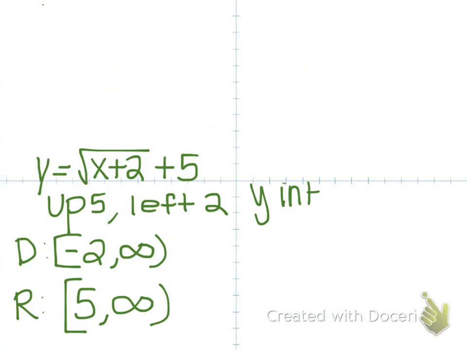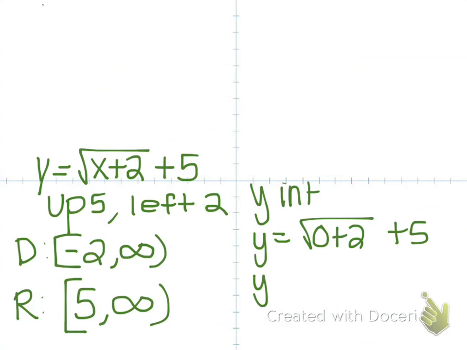Okay, so in the y-intercept, x equals 0. So you're going to have y equals the square root of 0 plus 2, plus 5. So y equals the square root of 2 plus 5. And if we estimated this, you're going to get a value of 6.41.